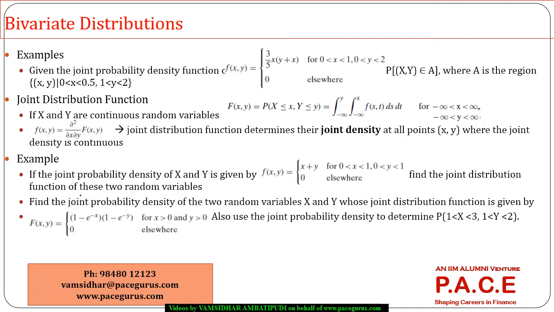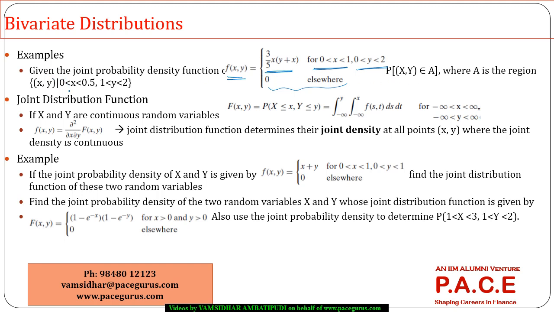So let's solve a couple of examples here to get a basic hold on the usage of bivariate distributions. Given the joint probability density function f of xy is equal to 3 by 5x times y plus x. This is what we are calling a density function for 0 less than x less than 1. So x is lying between 0 and 1, y is lying between 0 and 2. And this is 0 elsewhere. So this is what we are calling the density function.